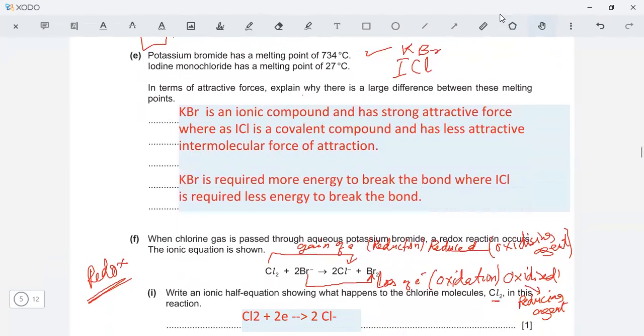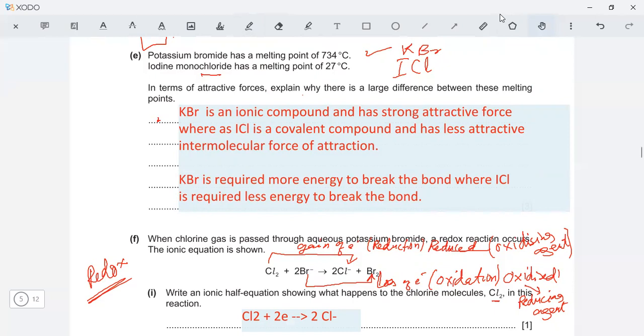Okay. Now part E. Potassium bromide has a melting point of 734 degrees centigrade. Iodine monochloride has a melting point of 27 degrees centigrade. In terms of attractive forces, explain why there is a large difference between the melting points. So how are you going to write the answer? What is the answer supposed to be for this question?